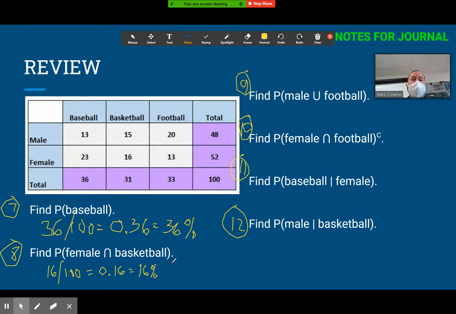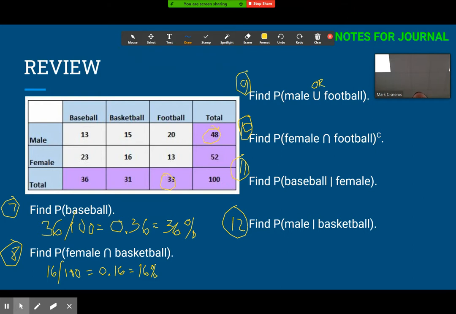Number 9. What does this stand for? Being male or liking football. Well, how do we approach this? You could either like football or you could be male, one or the other. It would be the total males plus the females that like football. Why can't I just add these two numbers together? Because that 20 would be counted twice.